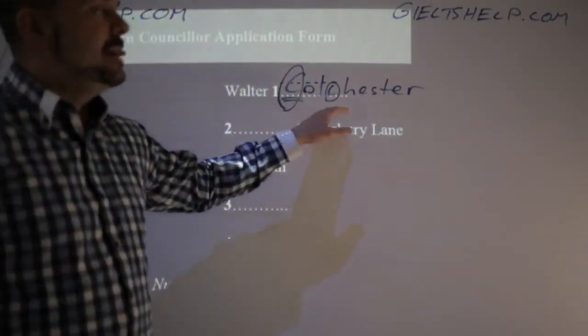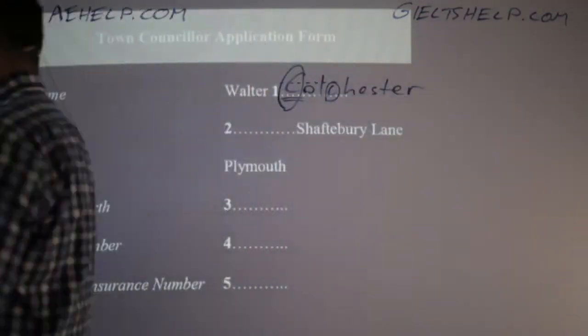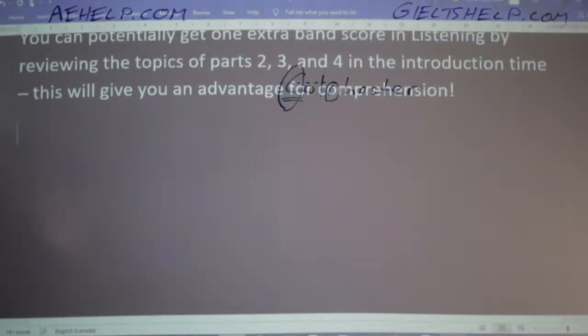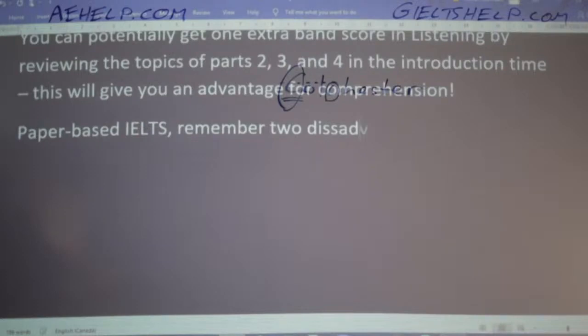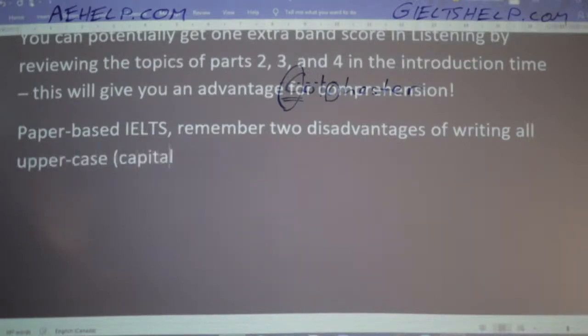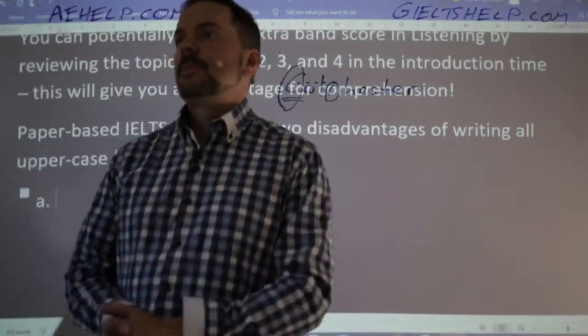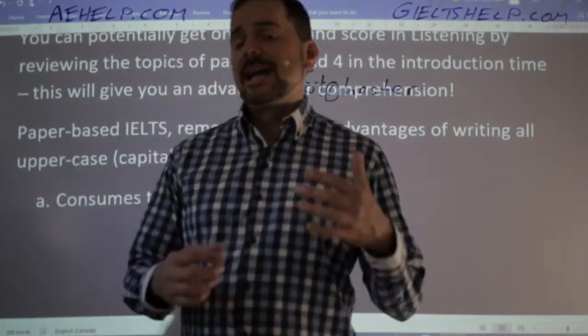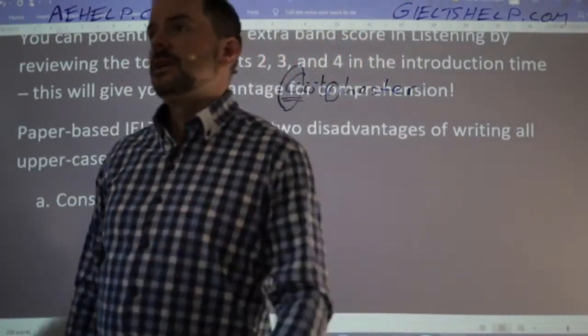So Colchester, you can write all capital, but remember two important points writing all capital letters. Anybody knows what that is? So if you choose to write all capitals in the reading, and this is the paper-based exam, because in the computer-based you can hit the caps lock, but in the paper-based exam, okay, what are they? So if you're writing all uppercase, there's two disadvantages. Sammy says it consumes time, absolutely. So it's usually for most people, it's slower to write all capitals. They're bigger letters. You have more movement of the hand. So they consume more time, exactly.